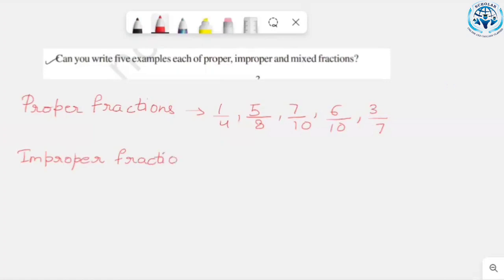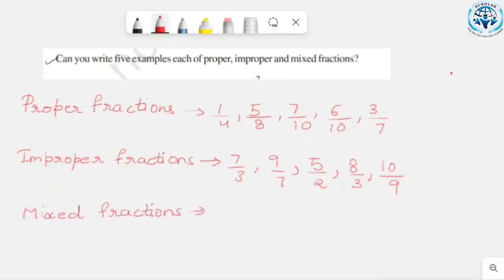Now, improper fractions. The numerator is greater than the denominator in improper fractions. So, we will write the 5 examples as 7 by 3, 9 by 7, 5 by 2, 8 by 3 and 10 by 9. You can write any of the improper fractions.